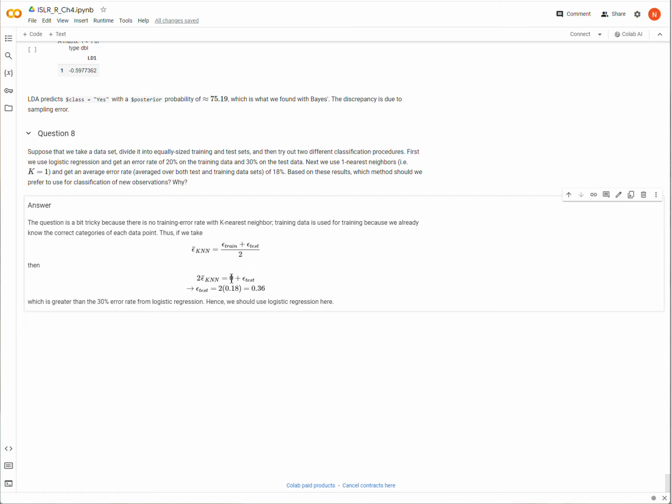And again, there is no training error rate. So we just have the test error rate is twice the average error rate. Okay. And so if the average error rate is 18, then it's twice that, and that equals 36%. So a 36% error rate from the k nearest neighbors where k equals 1 is greater than the 30% error rate that we had with the logistic regression on the test data. So we should prefer to use the logistic regression in this case.